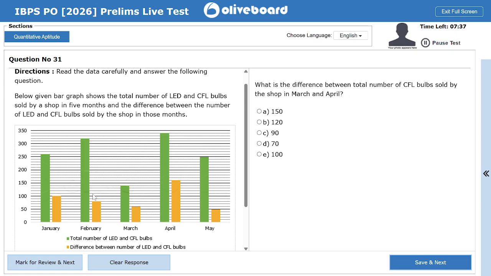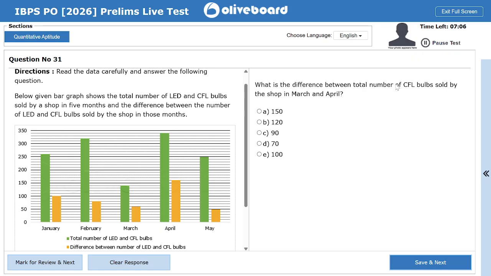140, 50, 200, so 100, 140, 340, so 160, 250, 90, 250, 50, 150, 100. What is the difference between total staple bulbs sold by the shop March and April?